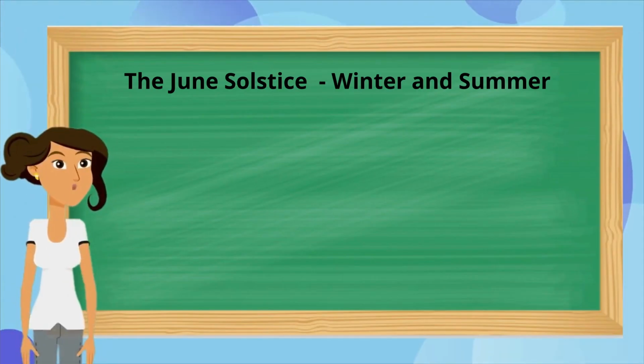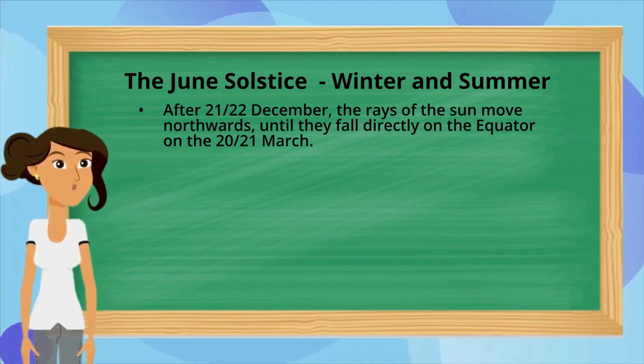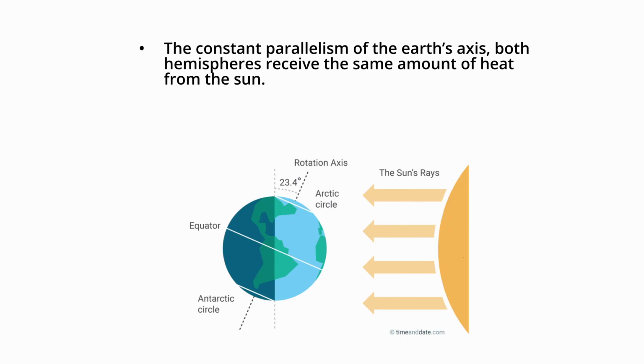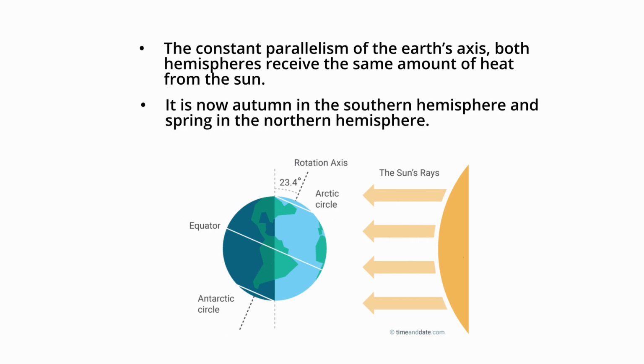Let's move on to the June solstice. The June solstice appears between winter and summer. After 21st to 22nd December, the rays of the sun move northwards until they fall directly on the equator on the 20th to the 21st March. Due to the constant parallelism of the Earth's axis, both hemispheres receive the same amount of heat from the sun. It is now autumn in the southern hemisphere and spring in the northern hemisphere.